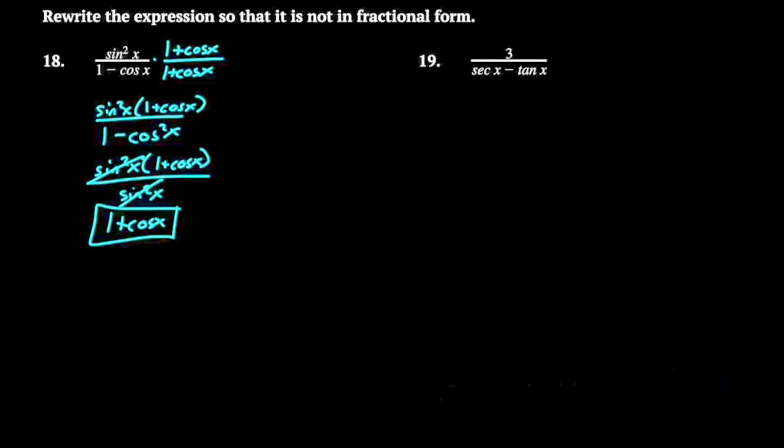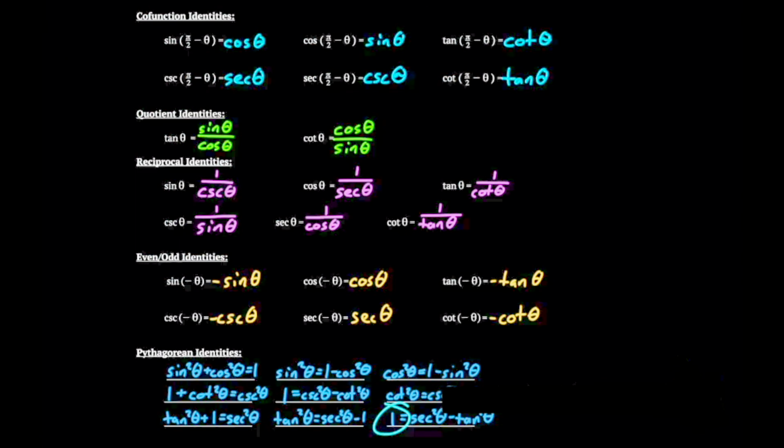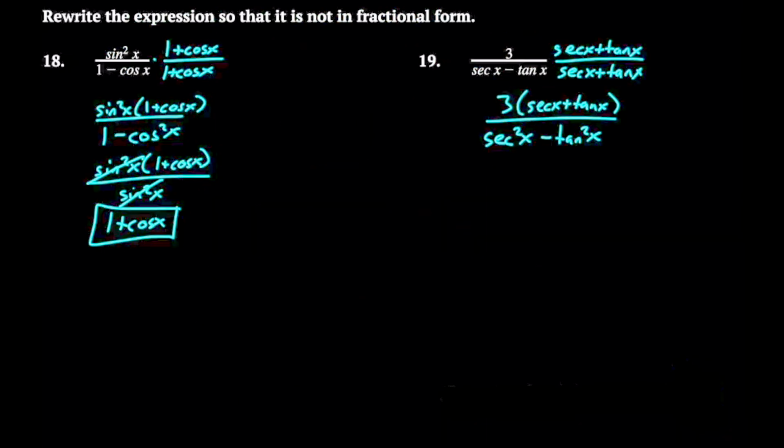Let's try the same thing for 19. So the conjugate of this bottom factor would be secant plus tangent. So on top we'd have 3 times the secant of x plus the tangent of x. Again, I'm going to leave that factored apart. But on bottom I will multiply these together because these conjugates will give me a difference of squares, which would be secant squared of x minus tangent squared of x, and secant squared minus tangent squared is just 1.